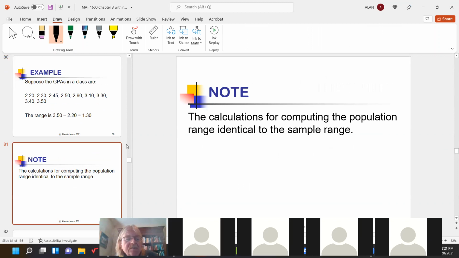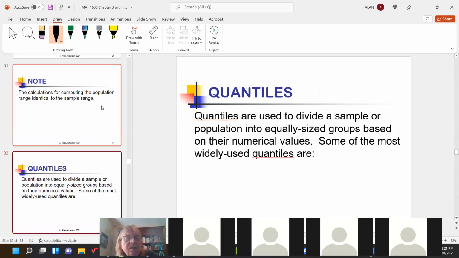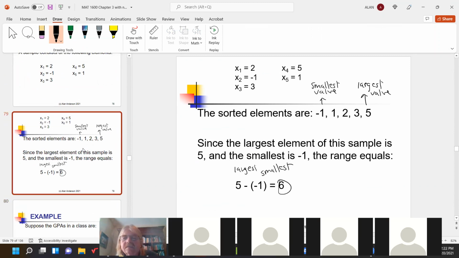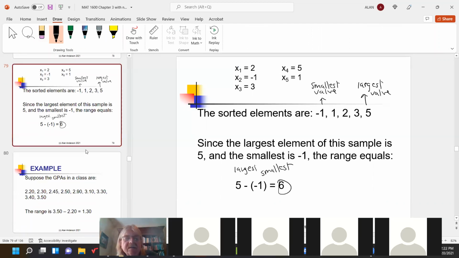Wow, that was simple. Whoops, I lost my place. Oh, here we go. I've got another example in the next slide that we can look at real fast. So yeah, the range is 6. That's it. That's all there is to it.